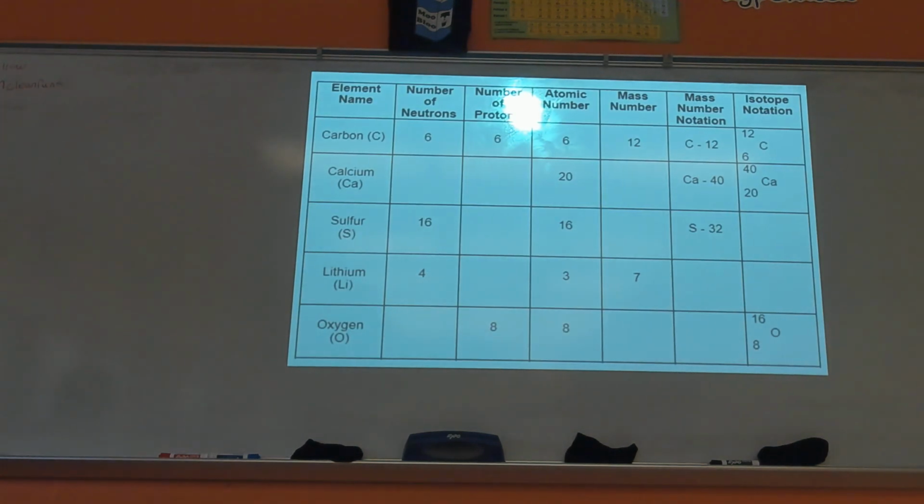Okay, shifting gears a little bit. This is really a review. At the very end of the formative you're doing today, I have a chart for you kind of like this, where I give you an element and different numbers of neutrons and protons, and you fill in the missing ones.